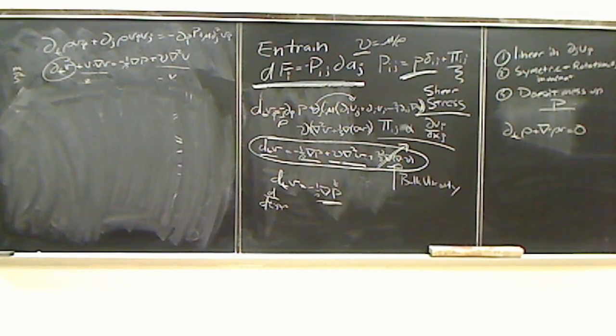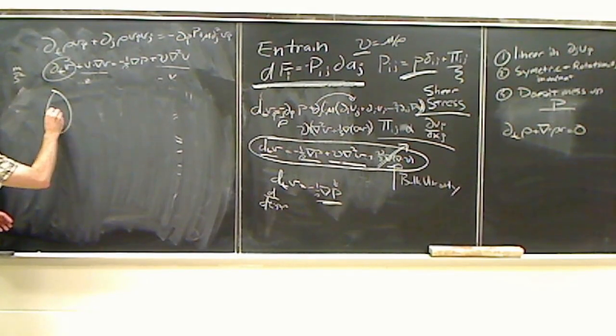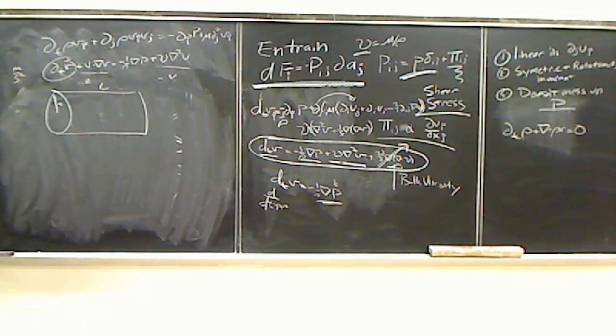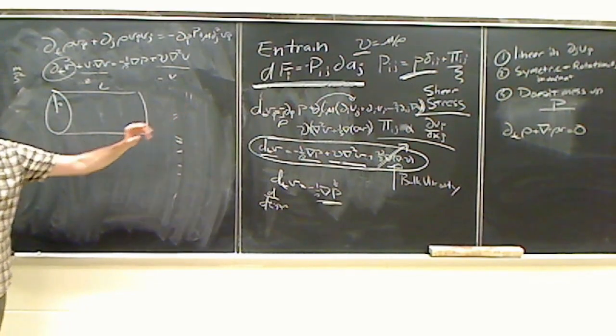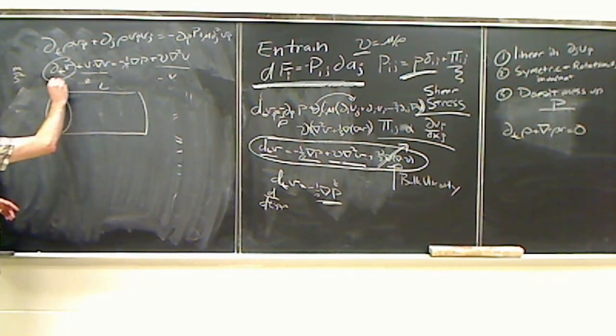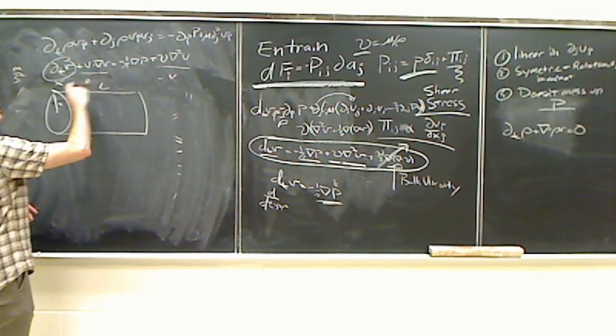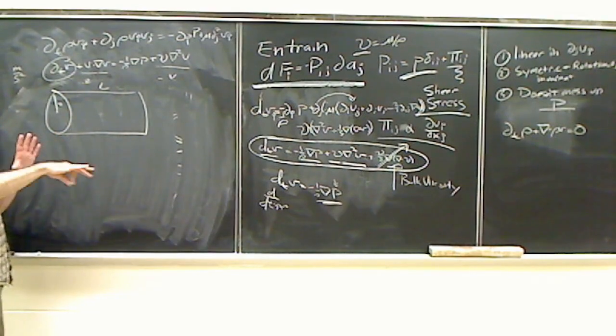So if you have flow in a pipe, say I've got some pipe with a radius A and a length L. So we're going to say we want to just know what the steady flow is through the pipe. So we're going to erase this term. Sorry, we're going to say that the flow is steady.